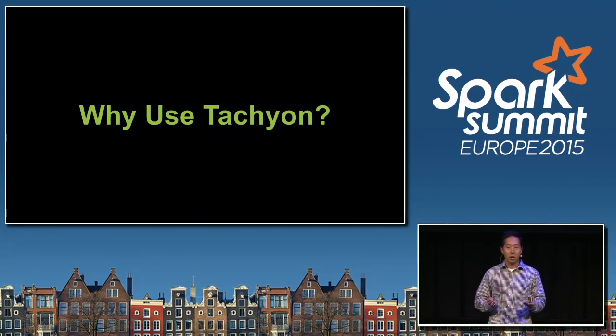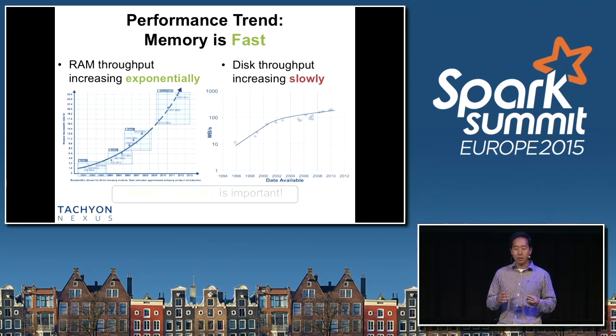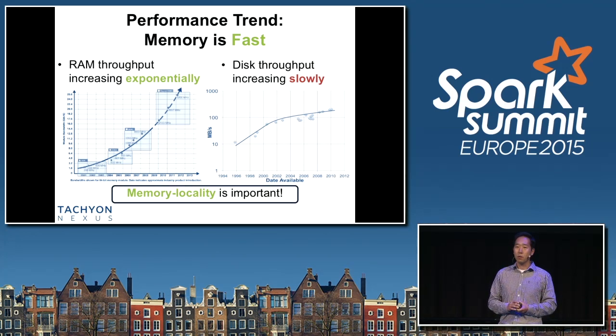So you might be asking yourself, why do I want to use Tachyon? Well, to answer that, there are two trends that are happening today. First of all, memory is fast, and it's actually getting faster. However, disk speeds and disk throughput are not increasing as fast. So in order to get fast access to your data, memory locality is very important.